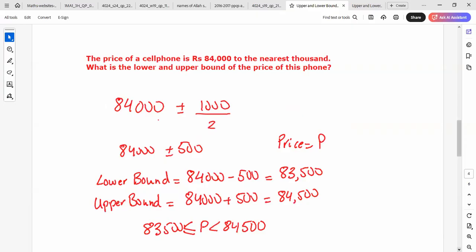This is another example. You can take a look at it. Same concept. You see that the rounded value is 84,000 and you're rounding to the nearest 1000. The degree of accuracy will be 1000 over 2.